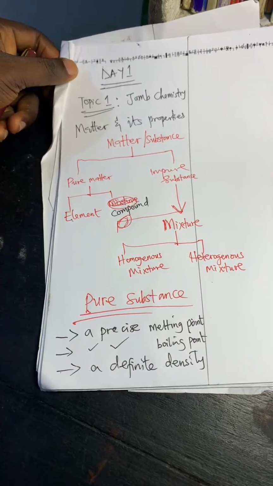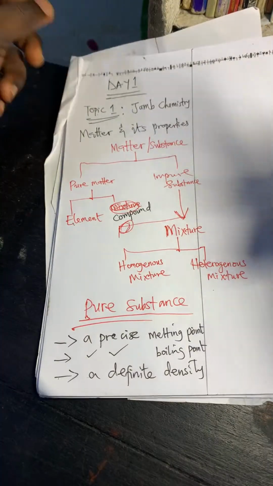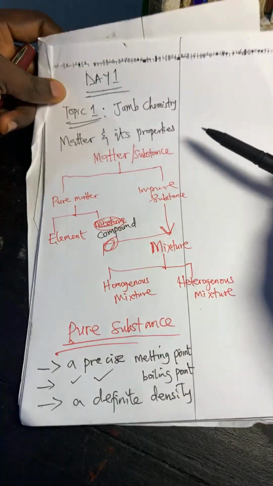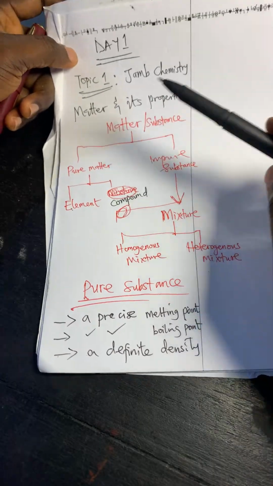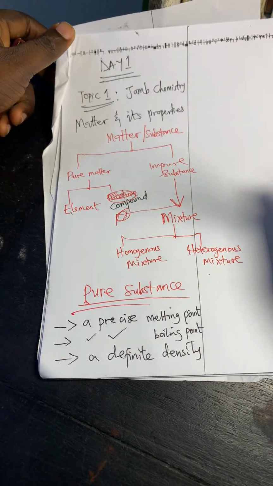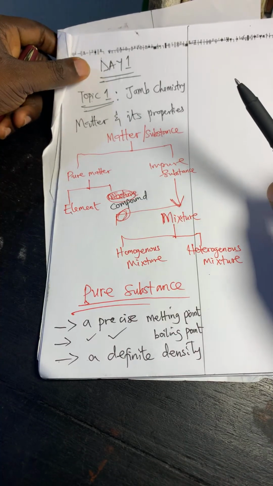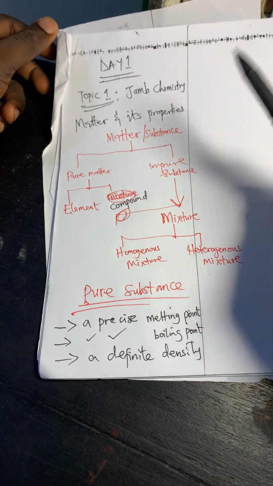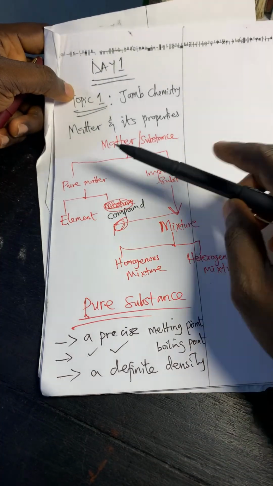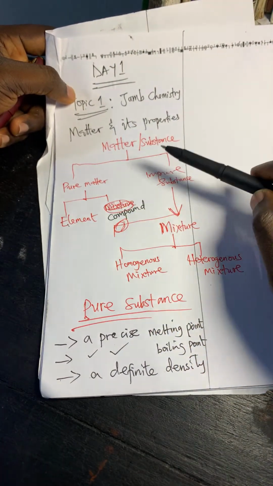Don't forget, I split matter. We say matter is anything that has mass and occupies space. And if we go into a detailed definition of what mass is, mass is simply the quantity of matter that the body contains. So that is just it. So matter is anything that has mass and occupies space. Then matter is split into pure substance and impure substance.